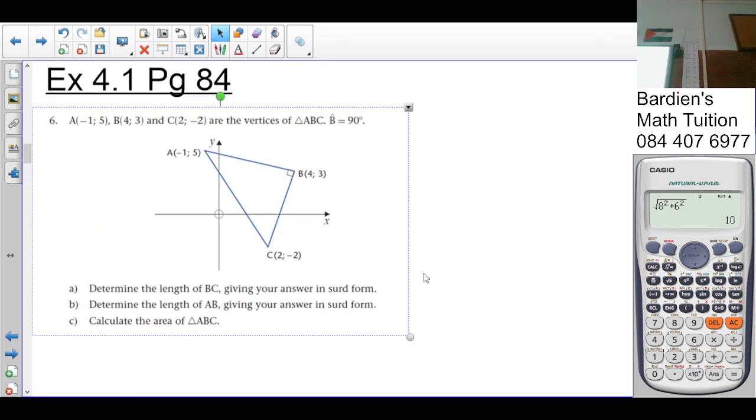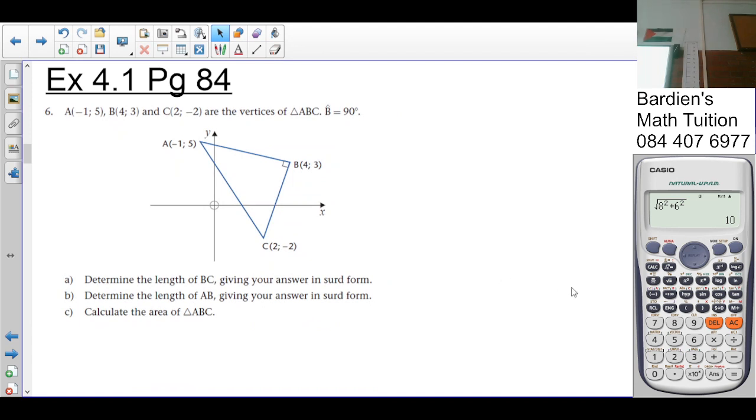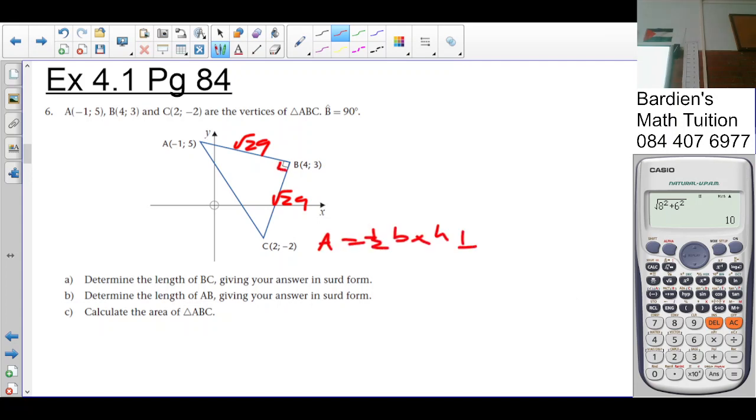Any issues here? Okay, so we got our right-angled triangle ABC, that's 90. Determine the length of BC. What's the length of BC? Root 29. The length of AB? Root 29. Then the area. Area is going to be half base times perpendicular height. So one is your base, one is your height. So it's a half times root 29 times root 29, which is going to be 29 over 2.